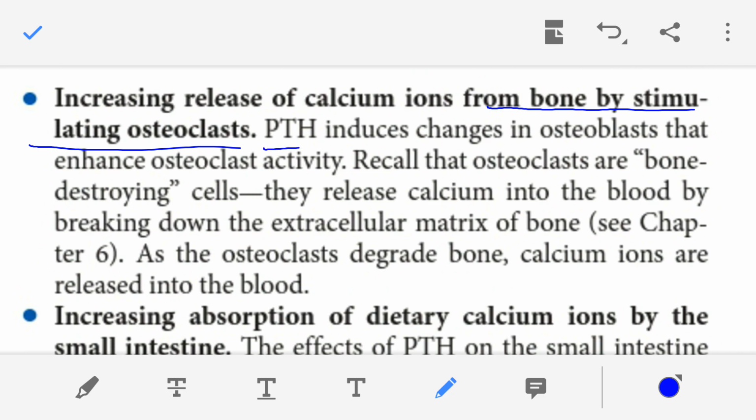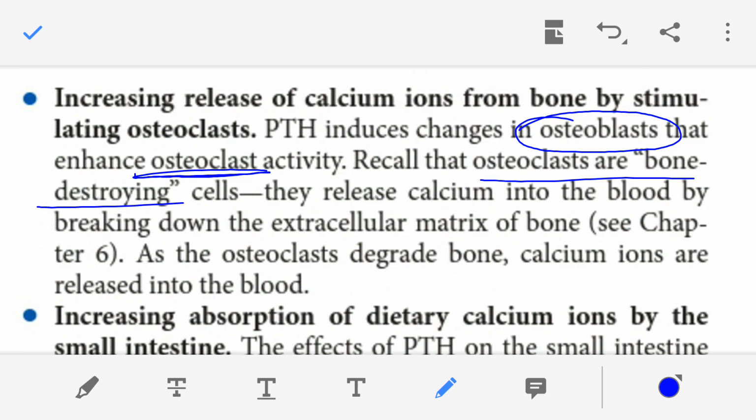Now, first, when PTH is secreted, it induces changes in osteoblast cell. We know the osteoblast cells are the bone forming cells, okay, and this PTH induces changes in the osteoblast. So once some changes are occurring in osteoblast, then these changes are inducing the osteoclast cell. And we know the osteoclast cells are the bone breaking or bone destroying cells.